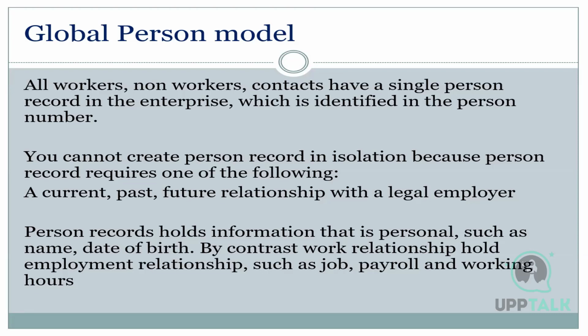Okay. The person record holds information that is personal, such as name and date of birth. By contrast, the work relationship holds employment information such as job, payroll, and working hours. Okay.